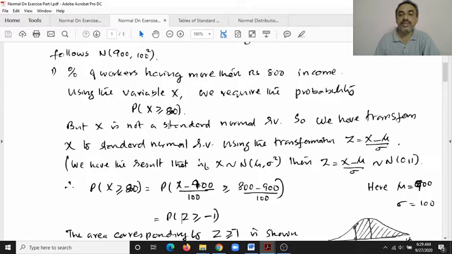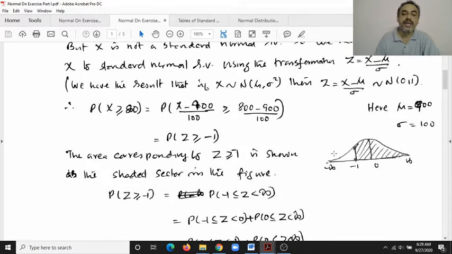So to refer to the tables of standard normal distribution, we have to transform the given normal random variable to a standard normal random variable. For that, we use this transformation, which is z equals (x minus mu) by sigma. So using this transformation principle, we have to find the equivalent limits of the standard normal random variable corresponding to the limits of the given random variable x.